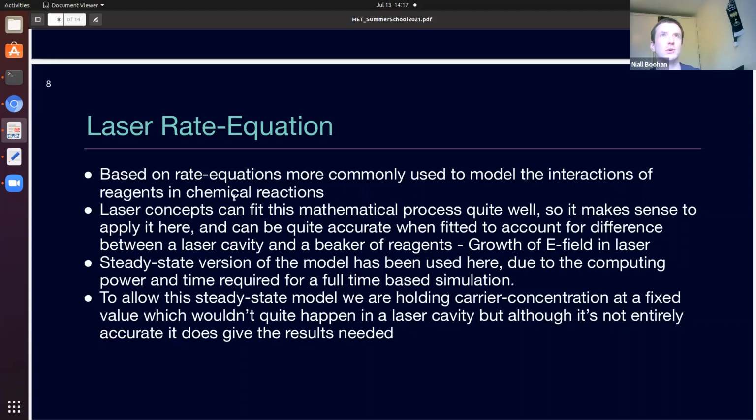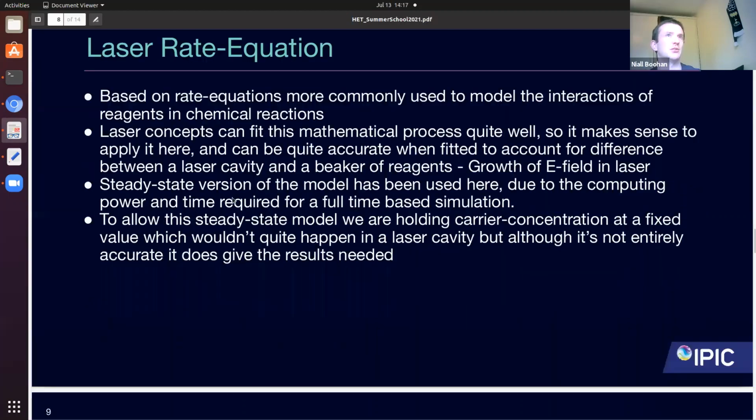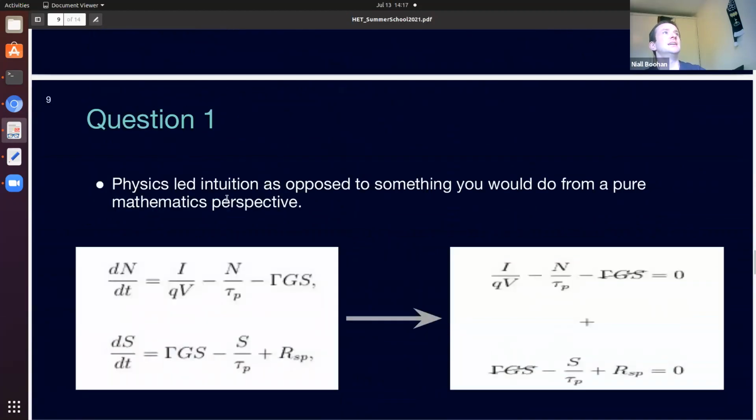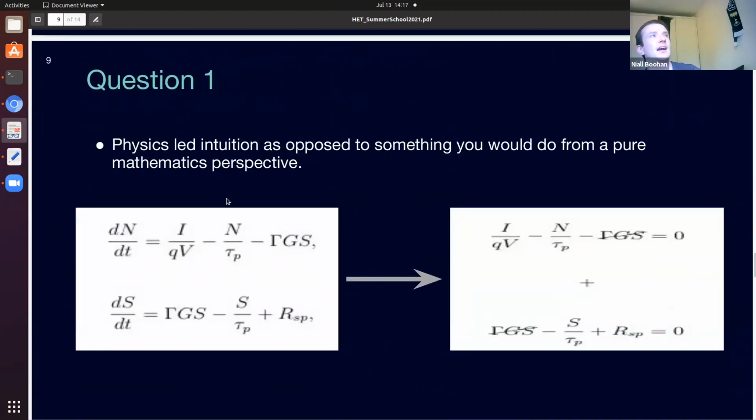Yeah, so I can show you what I did, and we can talk about that then. Okay. So the first question in there was deriving the steady state from the two rate equations.